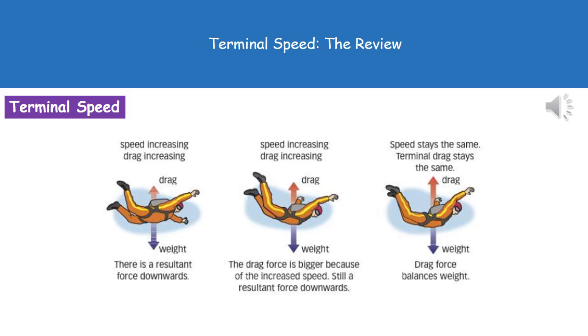As we move along to our middle picture then, we can see that the drag force has got bigger because of the increased speed, but there is still a slight resultant force downwards. Then finally, when we get to our third picture on the right hand side there, this is our terminal speed. So the force of our weight and the force of the drag are the same, so they're balanced, and as soon as those two forces are balanced, then the speed will stay the same. Okay, so that is what terminal speed is, when those two forces are balanced and the speed remains constant.